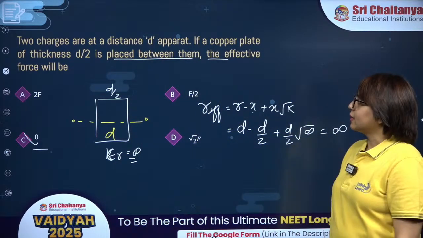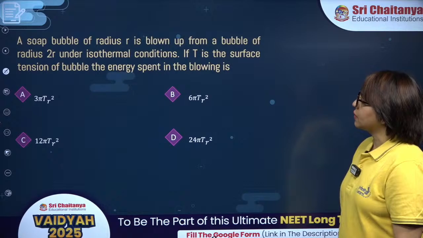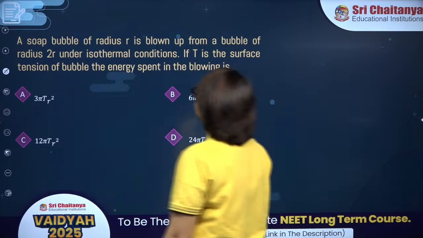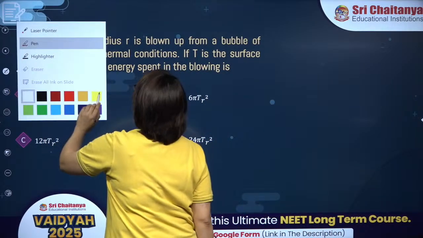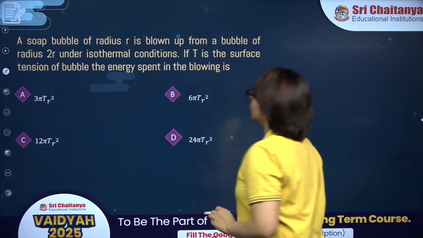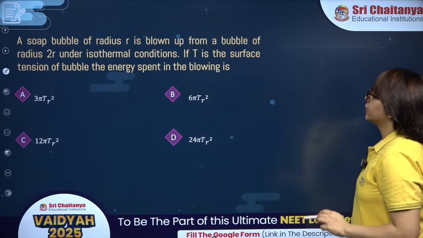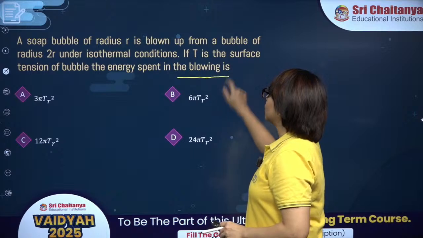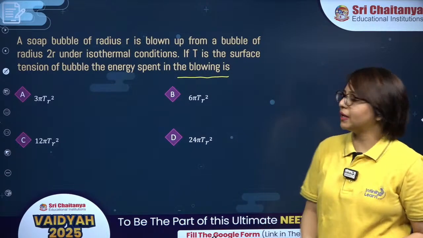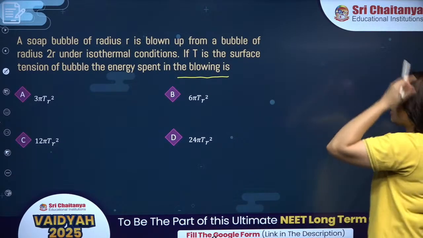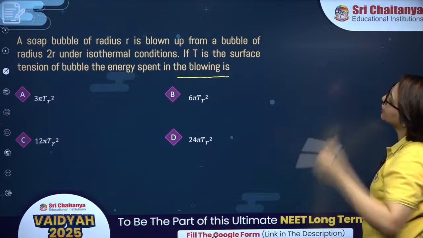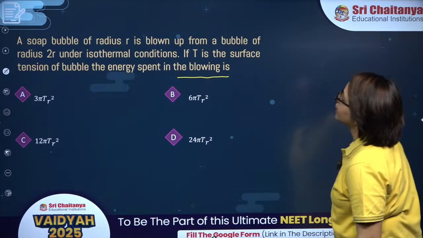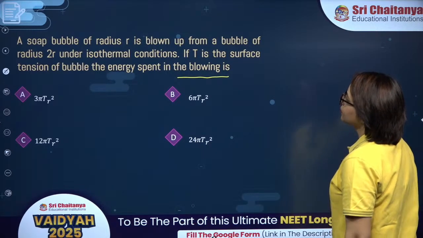Alright, well done beta, well done. Chaliye, let's move on to this one. A soap bubble of radius r is blown up from a bubble of radius 2r under isothermal conditions. If T is the surface tension of the bubble, the energy spent in the blowing is. What is the energy spent? So for the soap bubble, how much work or initial energy can we find?